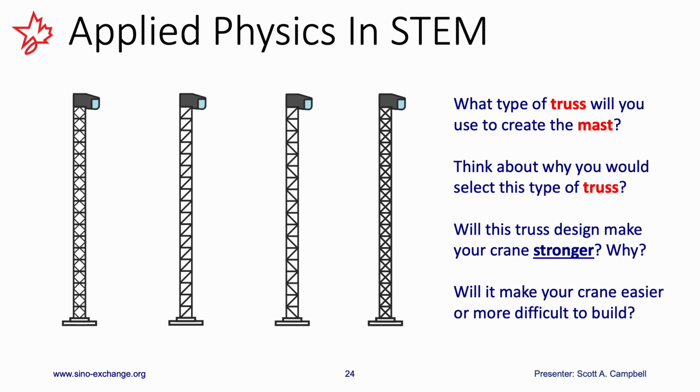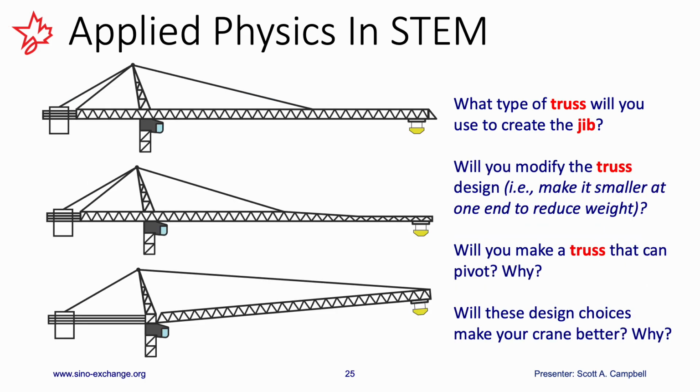Therefore, as the students are designing their cranes, they'll want to think about different types of things. What type of trusses will they use to create the mast? Why would they select this kind of truss? Will this truss make their crane stronger? And are they capable of building and testing their own design? Students also need to think about how they're going to design the jib as well. And will they modify the truss design here? For instance, they may have tapered the jib at one end to reduce the weight, or they may add a pivot point, because lots of cranes do have pivoting points.